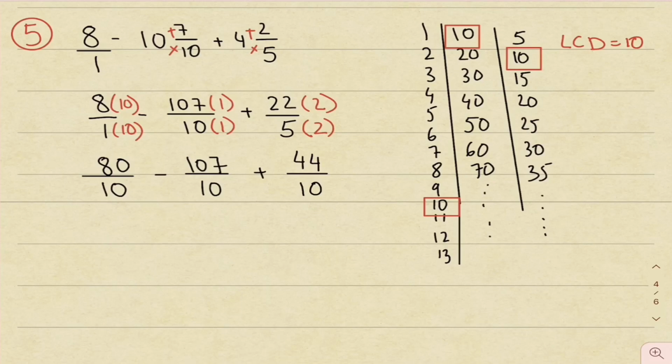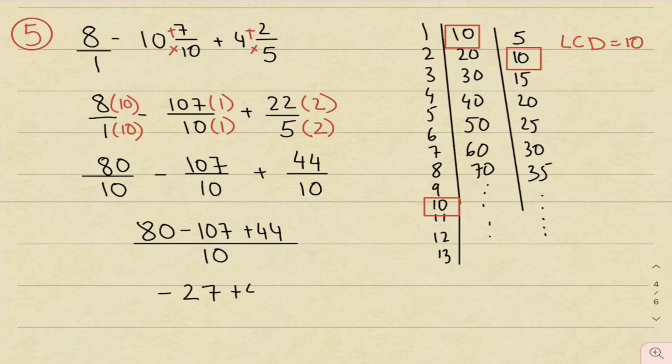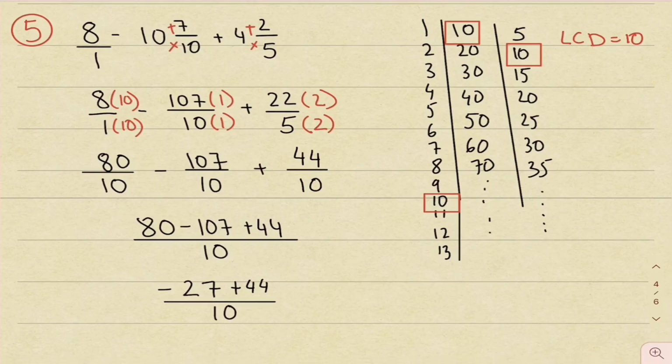So now I have 3 fractions, subtracting and adding each other with the same denominator. I keep that same denominator and I combine the top. 80 minus 107 plus 44. 80 minus 107 is negative 27 plus 44 over 10. So negative 27 plus 44 is 17.